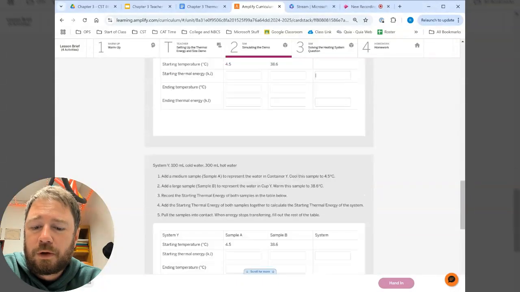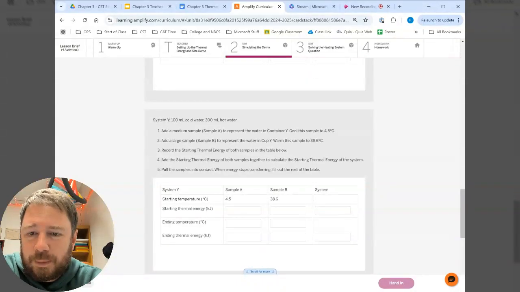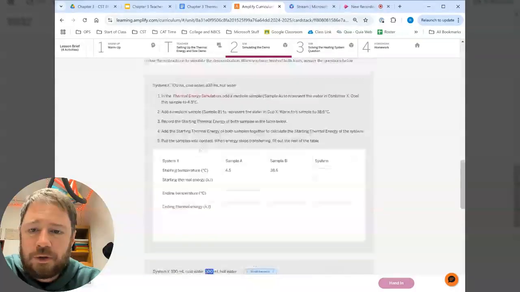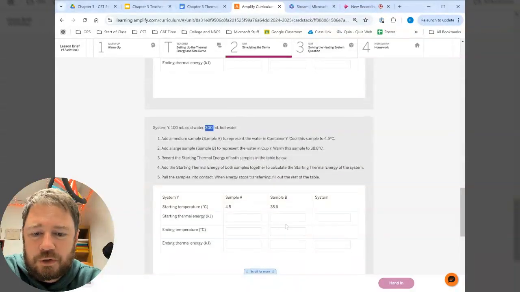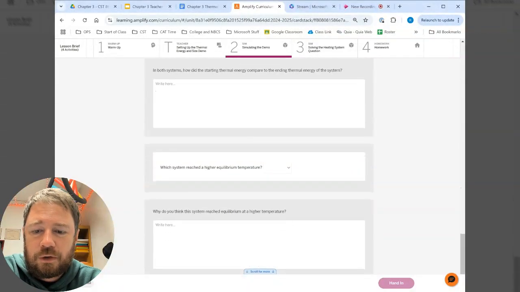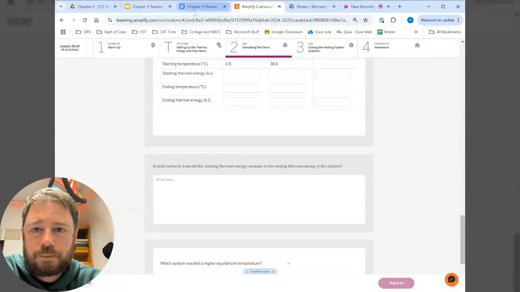They're both 100 milliliters. You'll do it again with system Y, but here you'll see system Y, we have 100 milliliters of cold water and 300 of hot water. So in this case, you'll use a medium sample to represent the water in container Y, the 100 milliliters. And then you'll use a large sample for sample B with the 300 milliliters of hot water. So go ahead and pause the video, follow these instructions, complete this table, and then answer the questions down below.